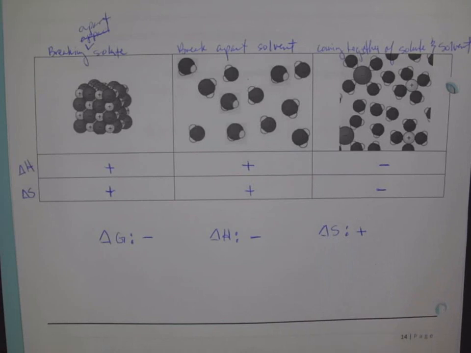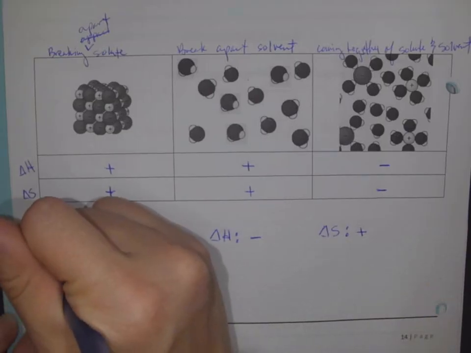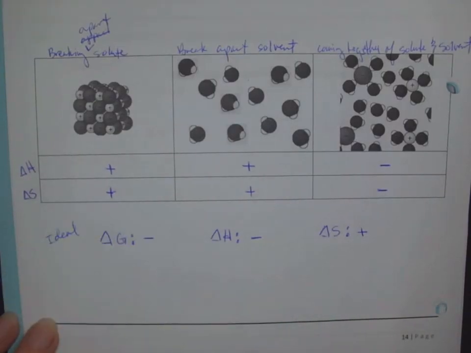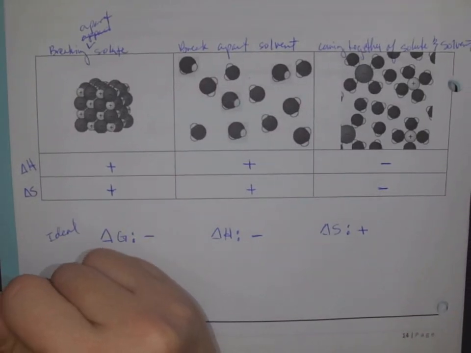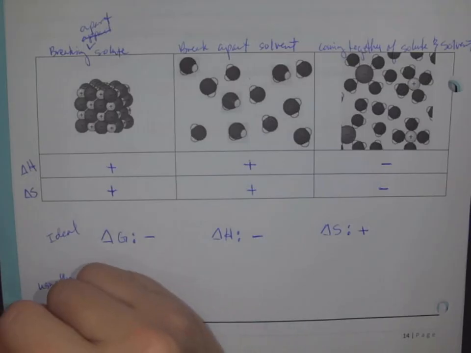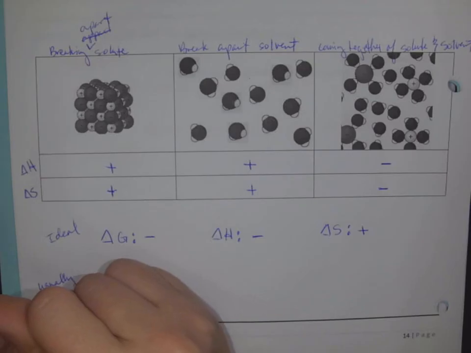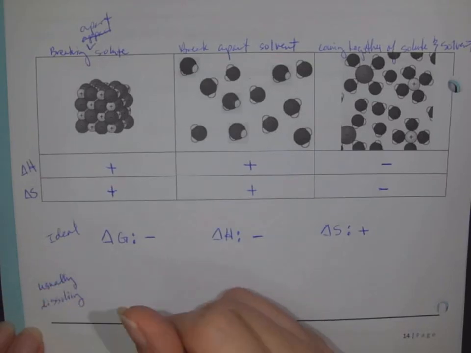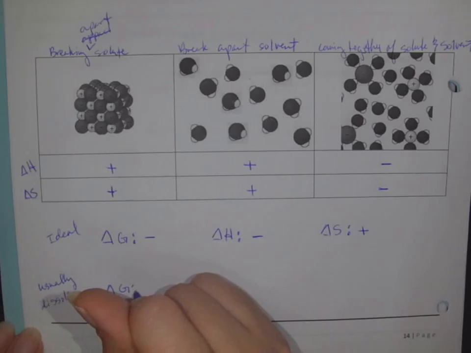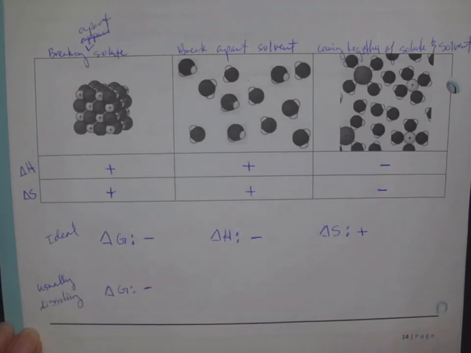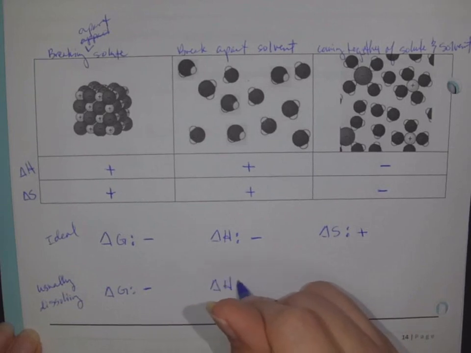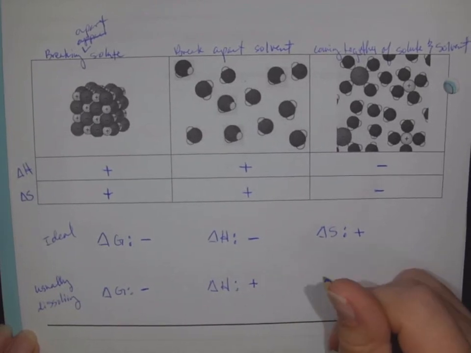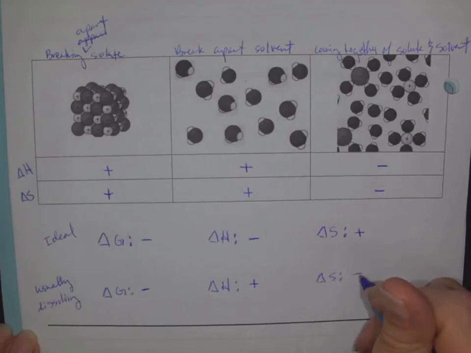That is the case. And so I will say that this is an ideal scenario, right? That our delta H is negative and our delta S is positive. Usually when we're dissolving something, the delta G tends to be negative. A lot of things tend to dissolve, but if it didn't dissolve, it would be a positive delta G. And usually when we dissolve something, it's a positive delta H, and it's a positive delta S.